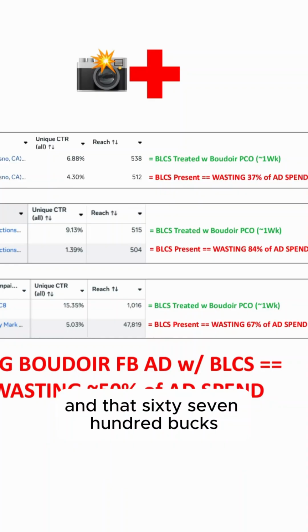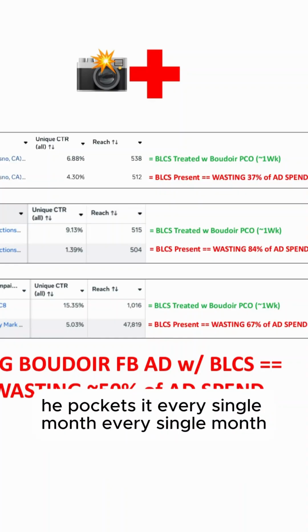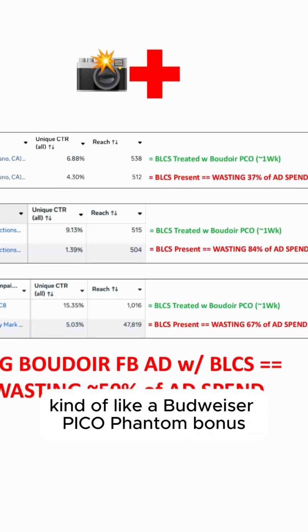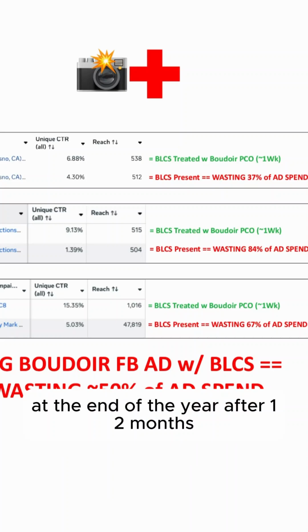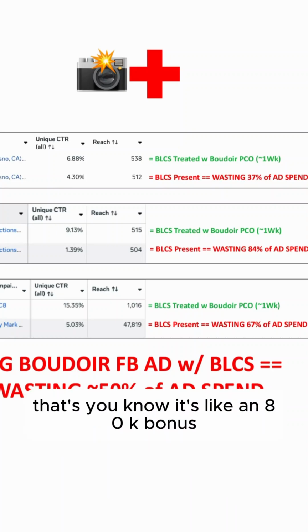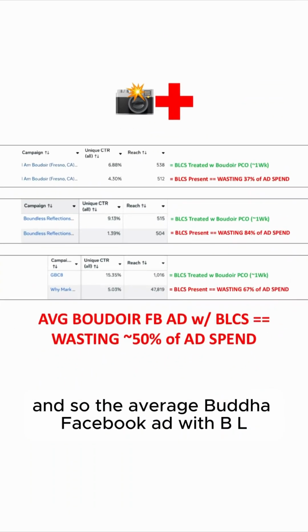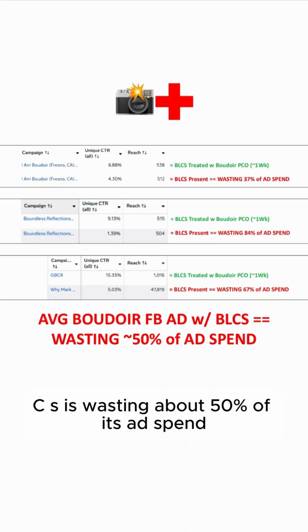And that 6,700 bucks he no longer has to spend. He pockets it every single month. Kind of like a Boudoir Pico phantom bonus. And at the end of the year, after 12 months, what's that? It's like an 80K bonus. Literally, 80K bonus. And so the average Boudoir Facebook ad with BLCS is wasting about 50% of its ad spend.